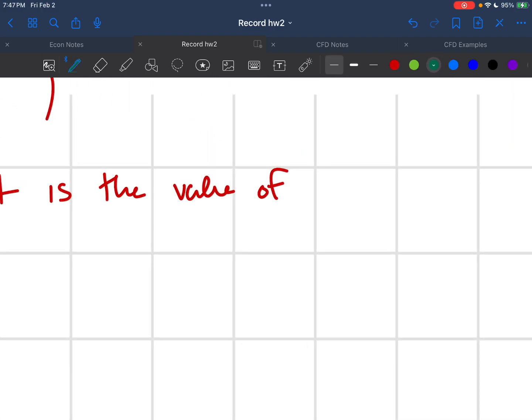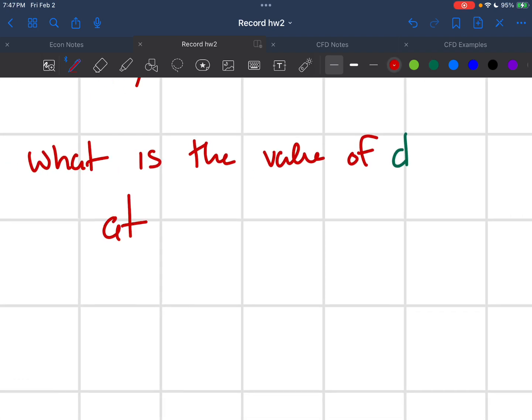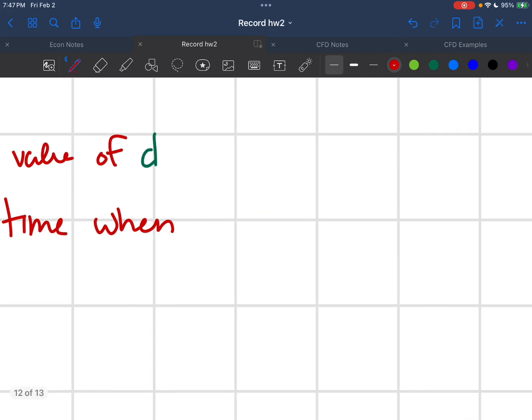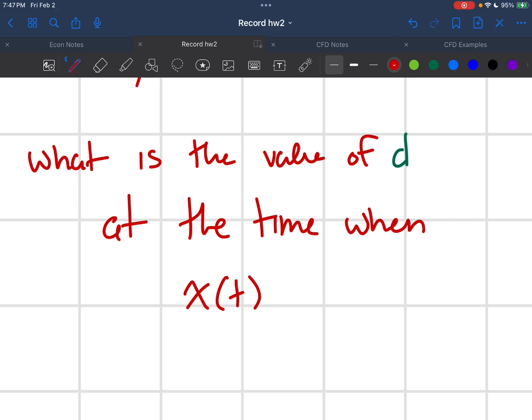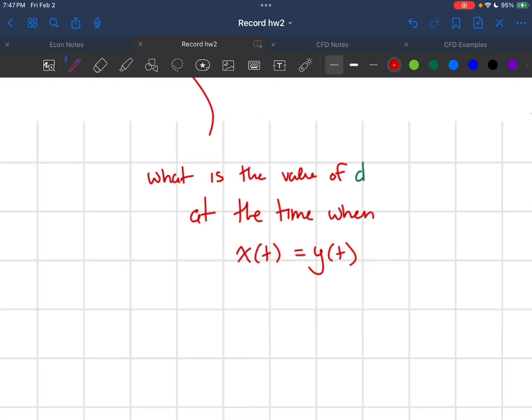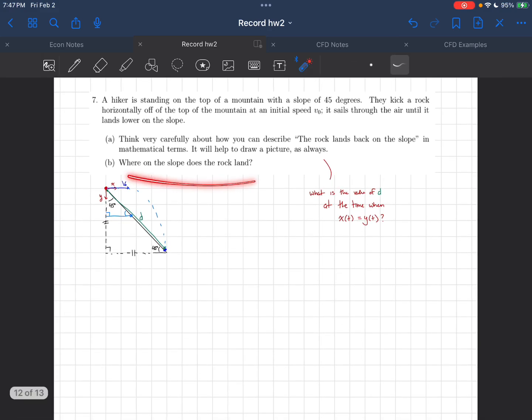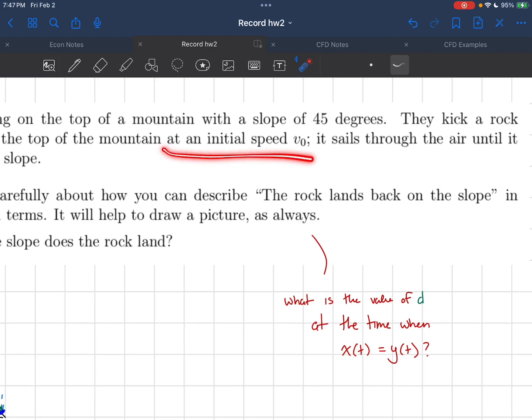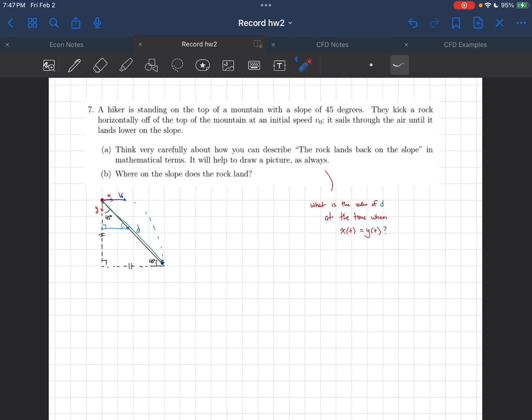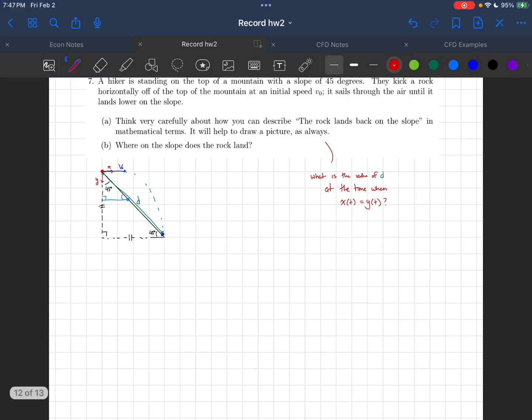What is the value of d at the time when x of t equals y of t? That's how I phrase that first one. Now we're going to actually do the algebra and sort it out. We're not going to get a number for this, because we were given an initial speed v0. So I'm going to keep everything in terms of all my variables.